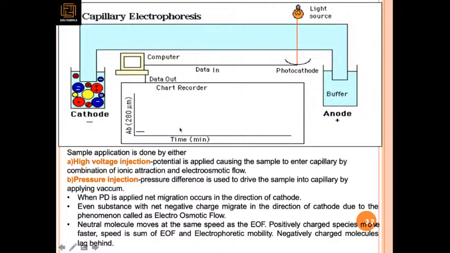The sample application is done by high voltage injection. Potential is applied, causing the samples to enter the capillary by a combination of ionic attraction and electroosmotic flow. Then there is pressure injection, where a pressure difference is used to drive the sample into the capillary by applying a vacuum. When a potential difference is applied, net migration occurs in the direction of the cathode. Even substances with a negative charge migrate in the direction of the cathode due to the phenomenon called electroosmotic flow.